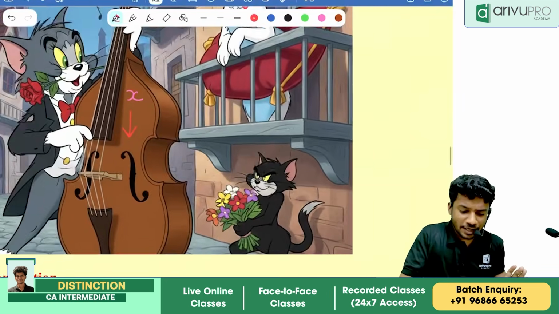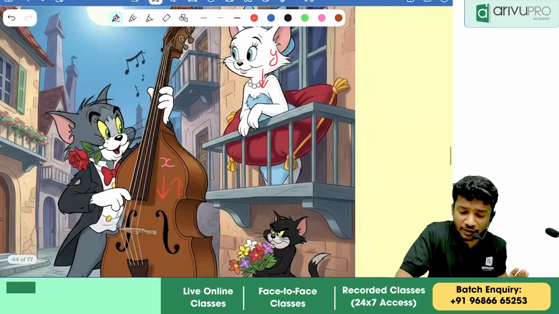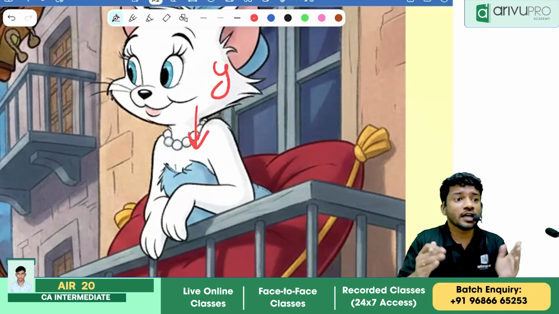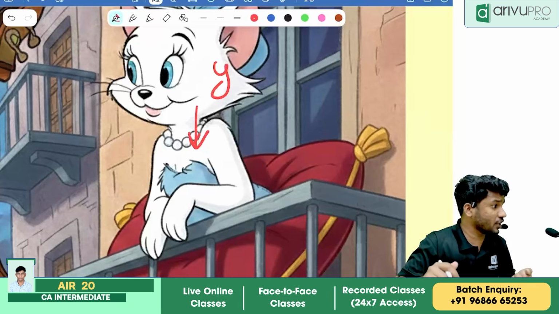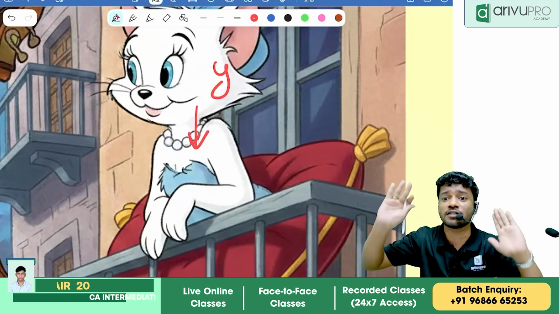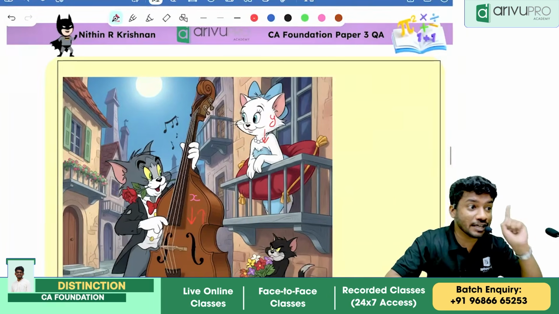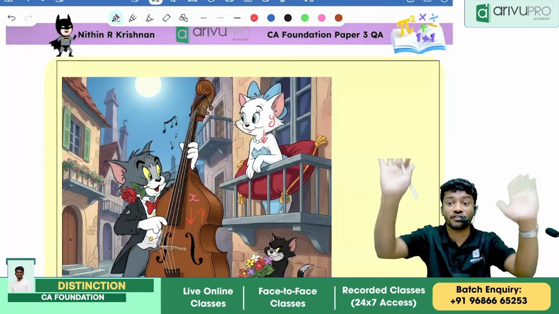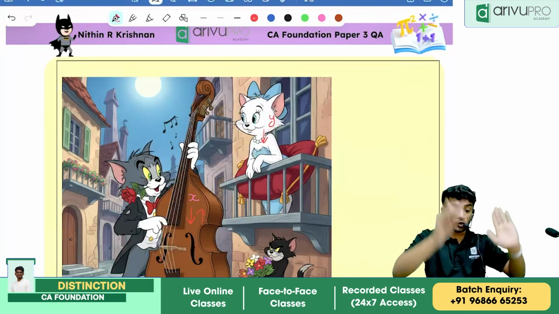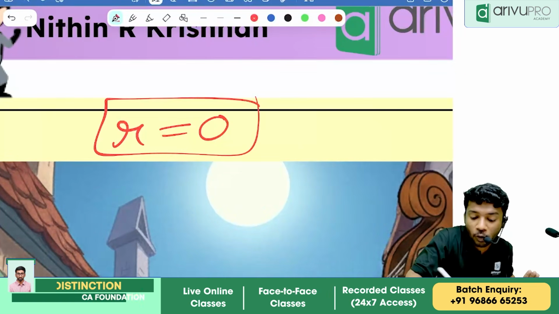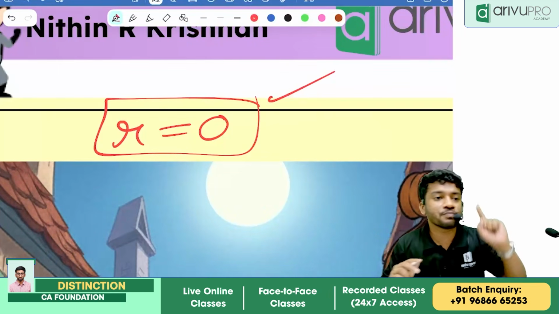What is the case? X increases. Is there any difference in y? No difference in y. If x increases or decreases, and there is no change in y, that is called no correlation. Understood? If x changes, y is not at all affected. That type of correlation is no correlation. When no correlation happens, the correlation coefficient will be equal to 0.